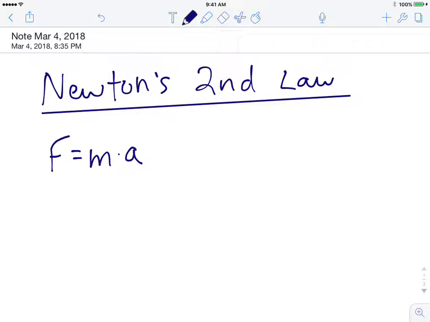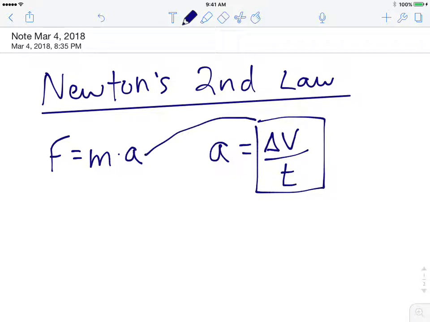Now the big thing that we can do here is we can remember that acceleration is actually equal to the change in velocity divided by the time. So the amount of time that it takes for that change to happen. Now, if I take this and I plug it in there, I can actually do that. So let's erase that, and let's erase A. So what we're going to do is take this and move it there.